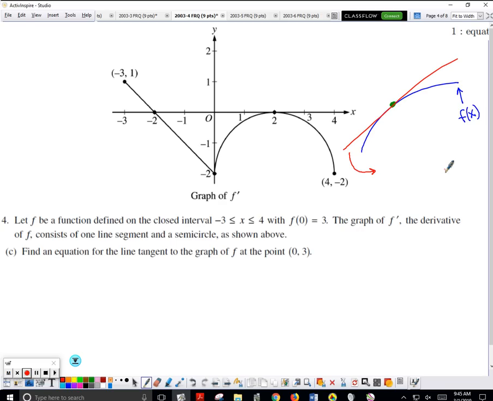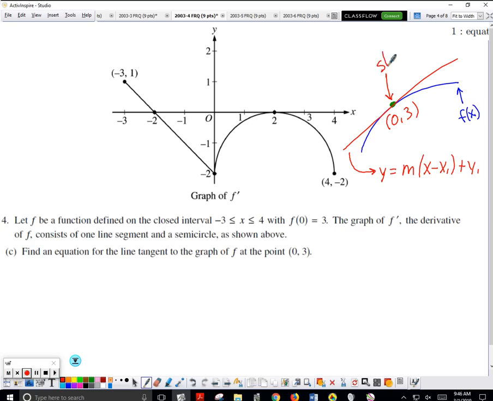Elijah, what is it? Y equals m times x minus x1 plus y1. Who had their hand raised and knew it? Mark down 2 pebbles. So let's see. The point of tangency on f is 0, 3. So I know that. All I need to know now is the slope of f at 0. I need to know the slope right here.